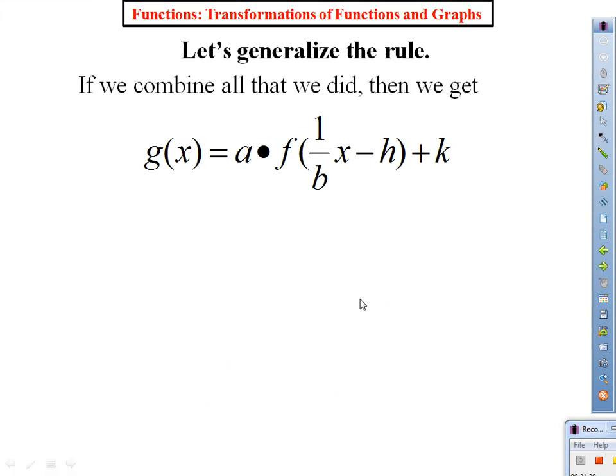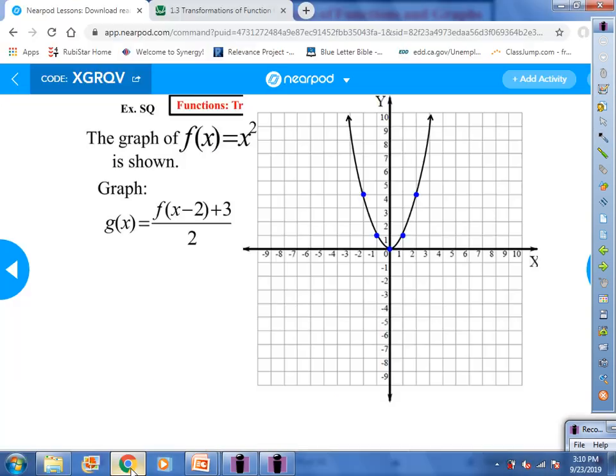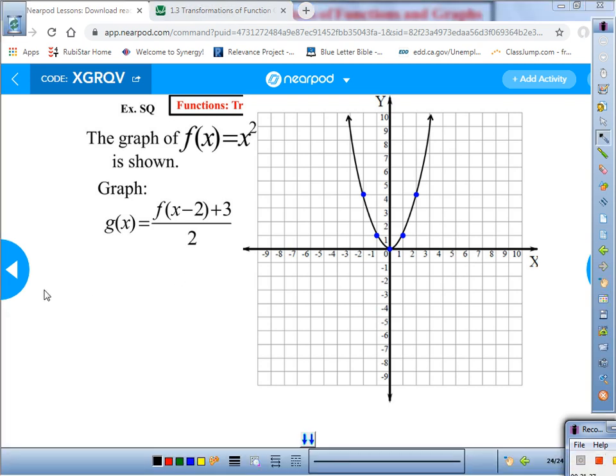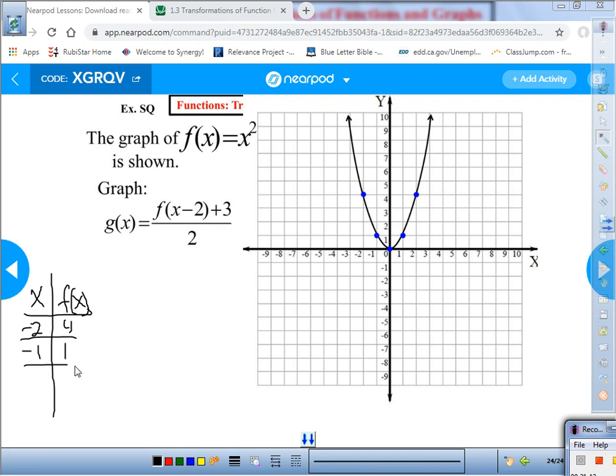Okay, we got it? Yes. All right. Did that help to see the parts of the formula? Yes? All right. Here we go. So we need to create an input-output table. X, f of x. So my points given are -2, 4, -1, 1, 0, 0, 1, 1, 2, 4.